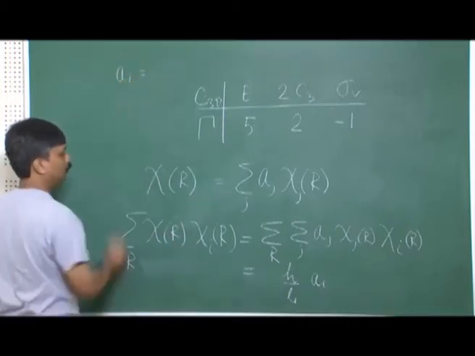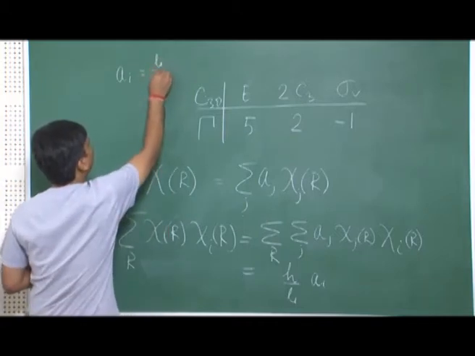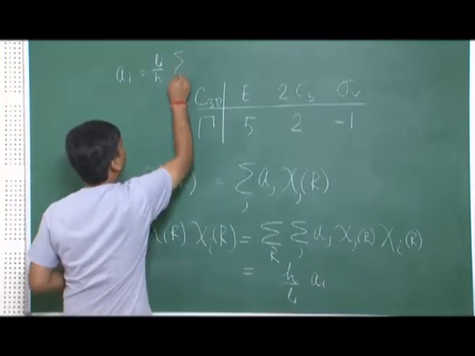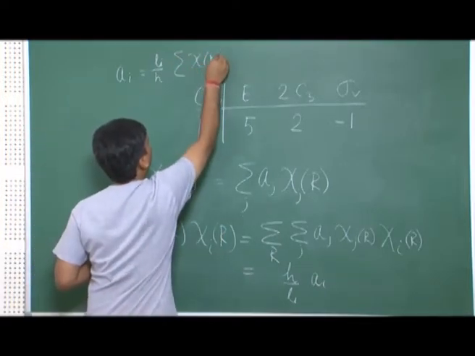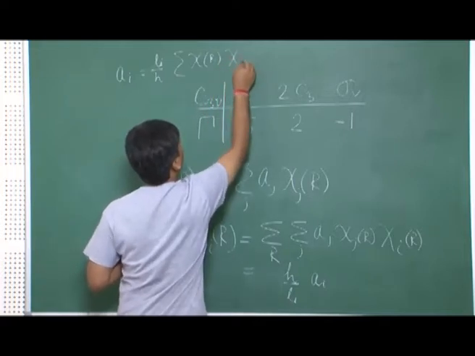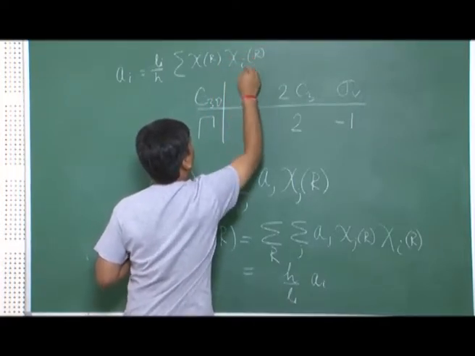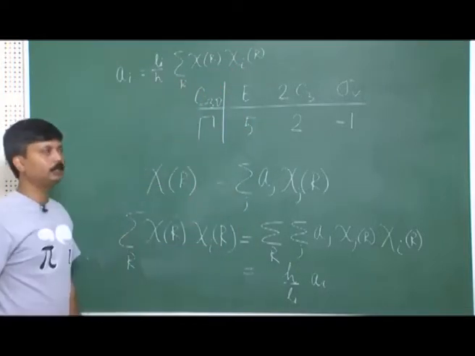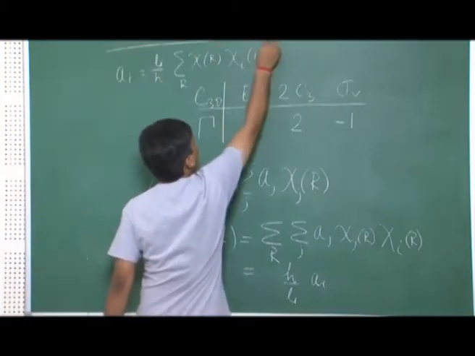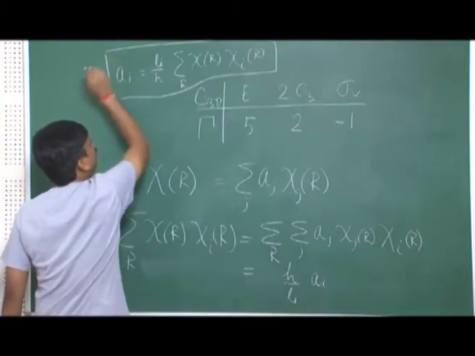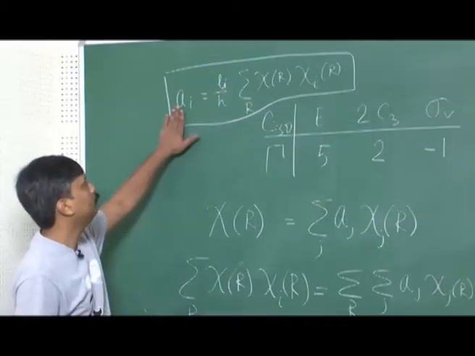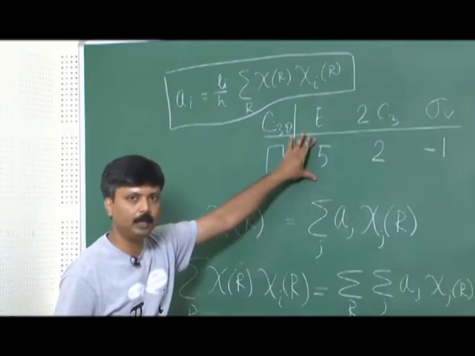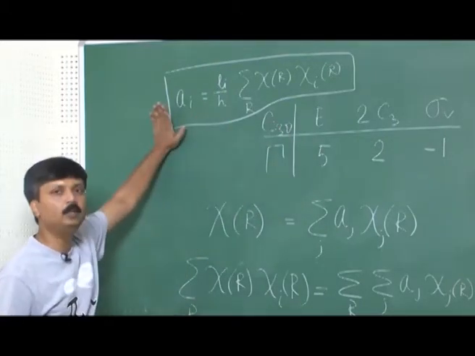So now if I look at this Ai, then Ai equals to li by h, order of the group, into chi of R into chi of R for the ith irreducible representation, and summed over all the symmetry operations. So this is a very useful relation for us. This will tell me, if I form any representation such as this and try to reduce it, so this will help me doing that job.